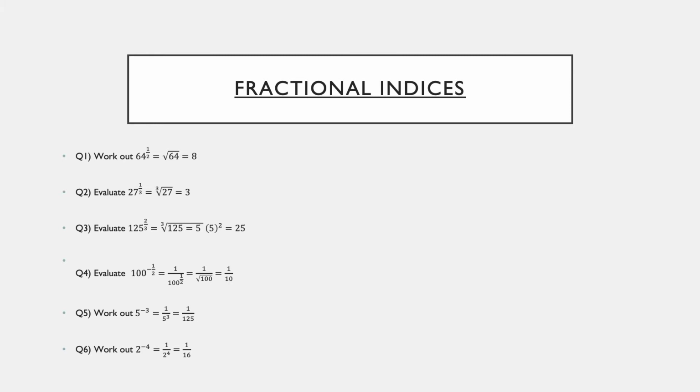Okay, so again, rules, guys. Rules to remember. These are what I call your negative indices. If you've got a minus power, it means 1 over that. Power of a half means square root. Power of a third means cube root. Power of a quarter is the fourth root, and so on. Power of a fifth is a fifth root, power of a sixth is a sixth root, and so on and so forth.